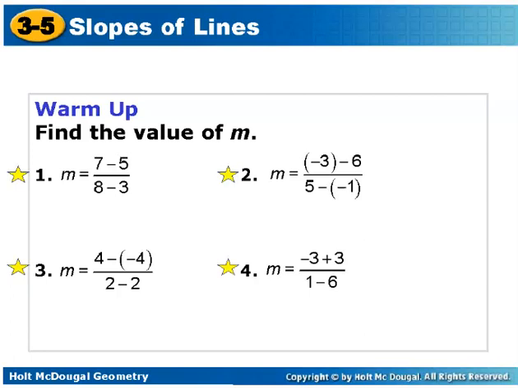Okay, so for number 1, you should get 2/5. For number 2, negative 3/2. Number 3 is undefined, meaning you have a number on top but 0 on the bottom. And number 4, you should get an answer of 0. So if you didn't get these answers, go back, check your work, and see if there are some mistakes that you can identify that you can change going forward.